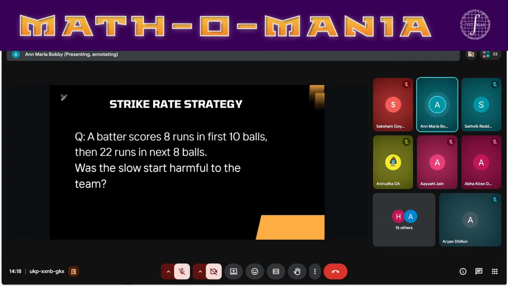I have a very simple question. You can answer in the chat box if you want. A batter scores 8 runs in the first 10 balls, then 22 runs in the next 8 balls. So was the slow start harmful to the team? It's just a yes or no question. Slow start here means 8 runs in the first 10 balls. You may answer either yes or no in the chat box.